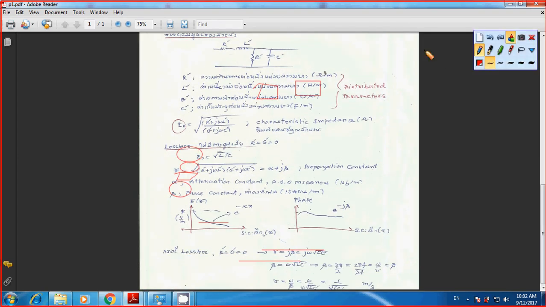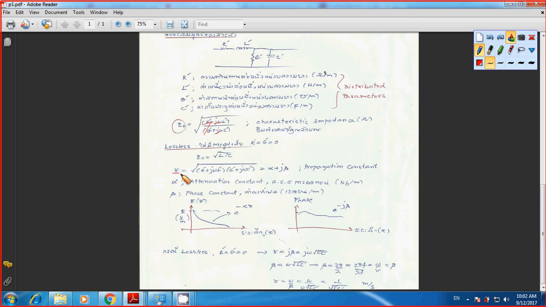For the special case, you consider a lossless transmission line. You have our R prime is about 0 and G prime is about 0, and this term drops, this term drops, and J omega cancels out, so you end up with the square root of L over C. So this is the special case for lossless transmission line.